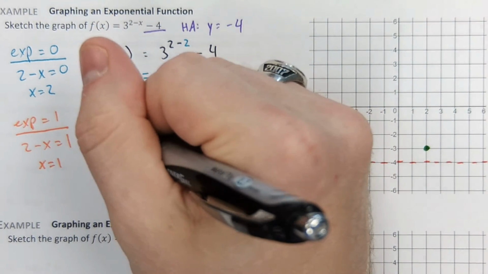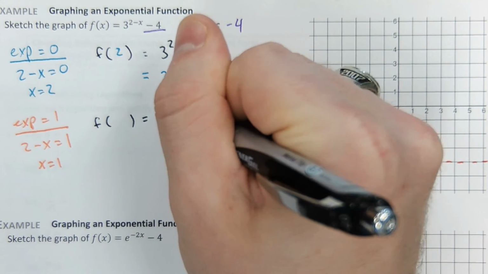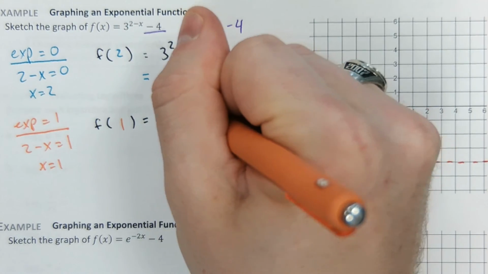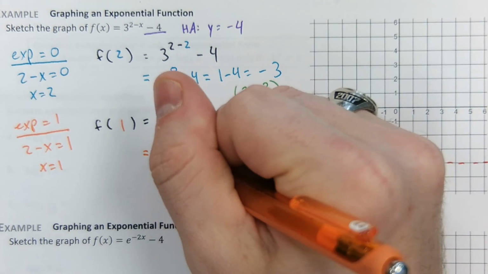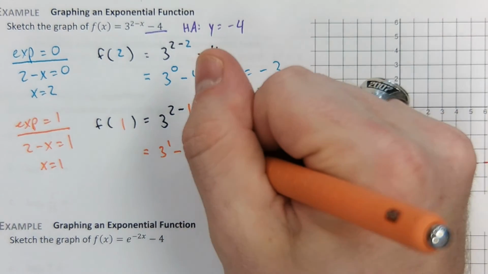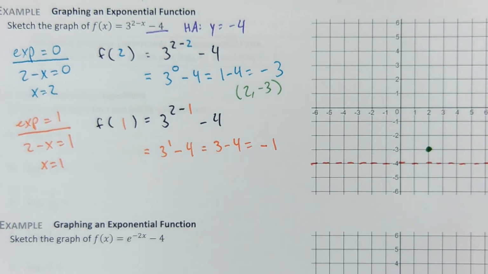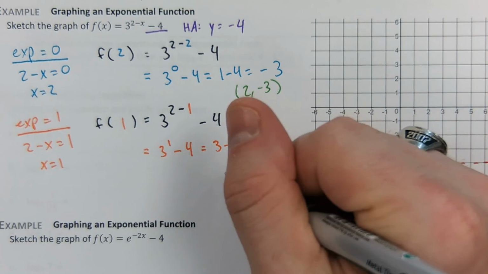And then carefully evaluate again. Everywhere there's an x, you put a 1. And 3 to the 1st is 3. And 3 minus 4 is negative 1. Our second pretty point is 1 comma negative 1.